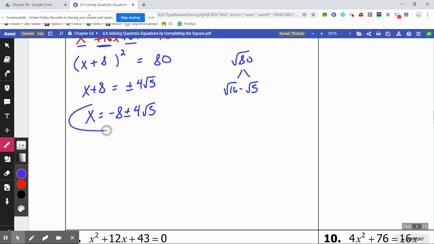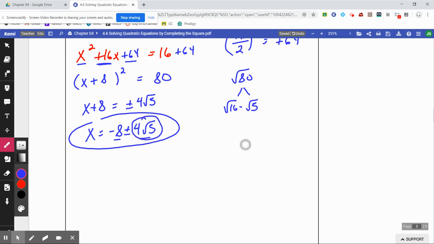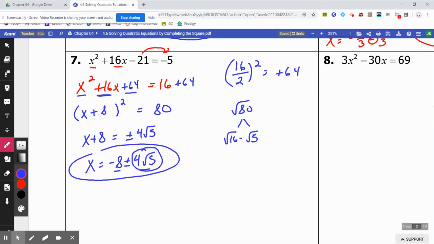These do not combine because you have rational with irrational, and you can't combine those two, so we're just going to leave it. That's your 2 answers, negative 8 plus 4 root 5, negative 8 minus 4 root 5. Now, this could be written as a decimal, and you could get 2 decimal answers, but if they want exact, you're going to have to leave it like that.